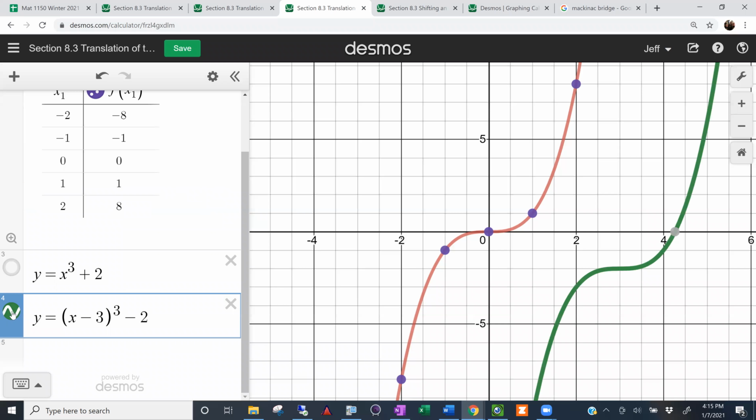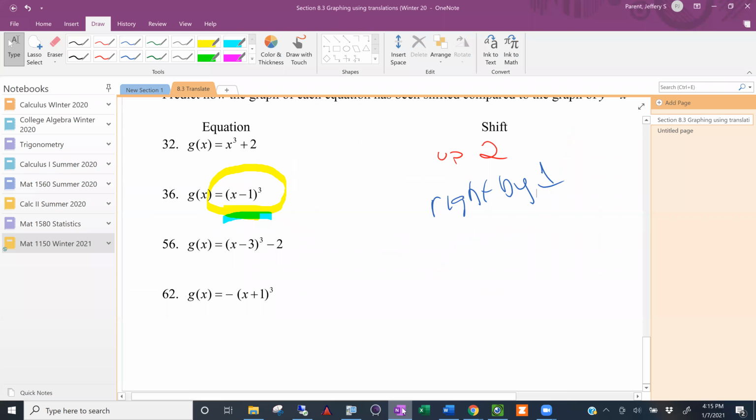Okay, did you catch that? All right. You can see that this point here, 0, 0, has been shifted over to this point right there at 3, negative 2. So the right by 3 and down by 2. It's exactly what we expected. So right by 3 and down 2.